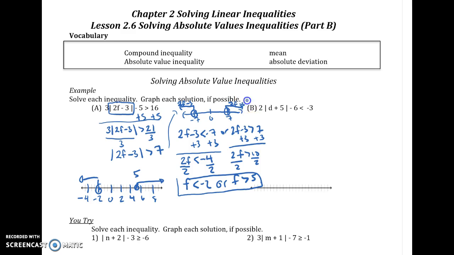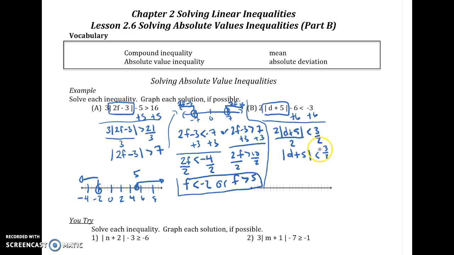Okay. Then part B, same deal. Isolate that absolute value first, right? So think about what we're going to do. We're going to go ahead and add 6 to both sides. And then divide by 2. And remember, fractions are 100% okay. Fractions, decimals, you know, they're all numbers too.